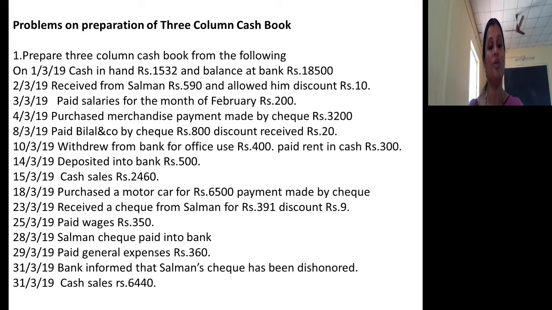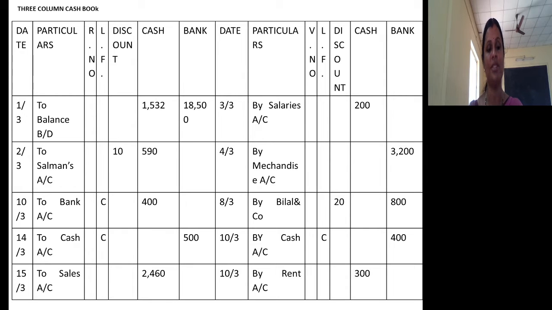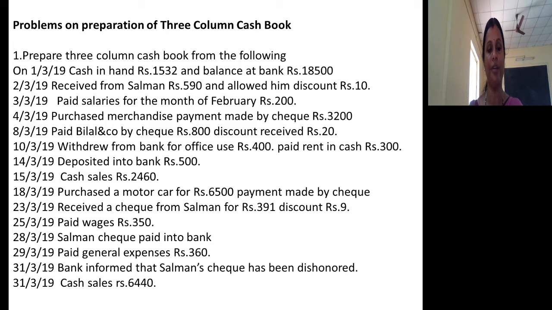On 1/3/2019, cash in hand 1,532, balance at bank 18,500. So it is very clear that we had cash and we have cash at bank also. Both are positive balances. So it will appear as To balance brought down on debit side. We just see To balance brought down, cash column 1,532, bank column 18,500.